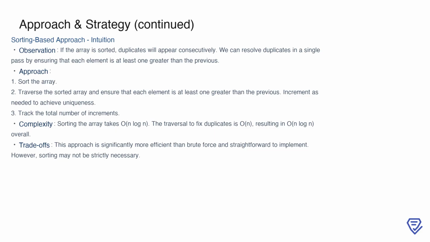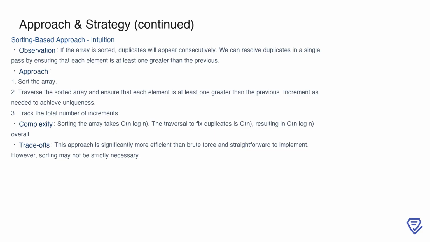The complexity of this method is dominated by the sorting step, which takes n log n, followed by a linear traversal, resulting in an overall complexity of n log n. This is a significant improvement over brute force. It is also intuitive and relatively simple to implement. However, one drawback is that sorting the array might not be strictly necessary, as there are alternative methods that avoid this step entirely.